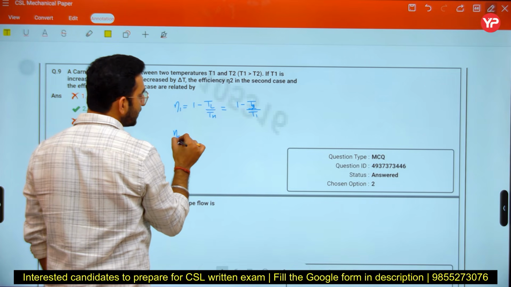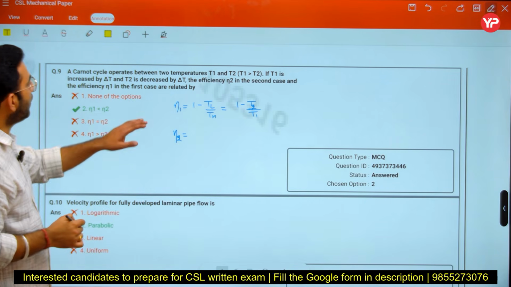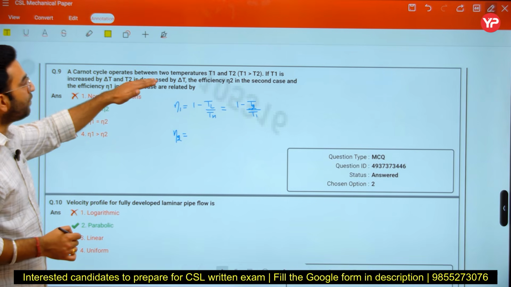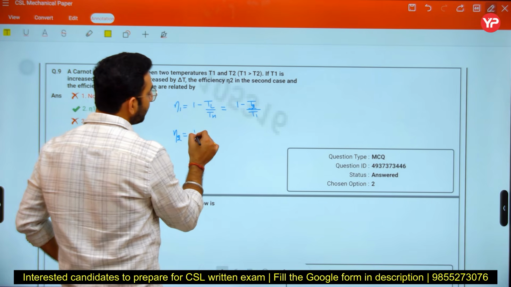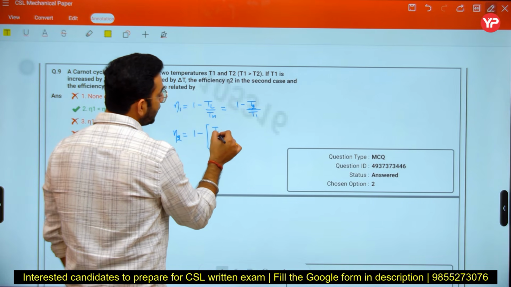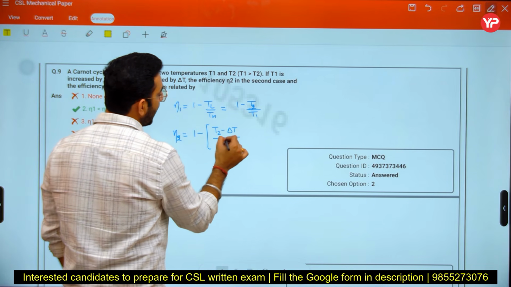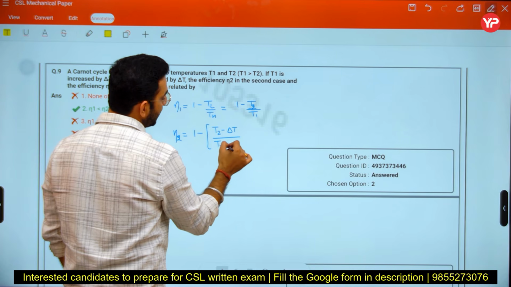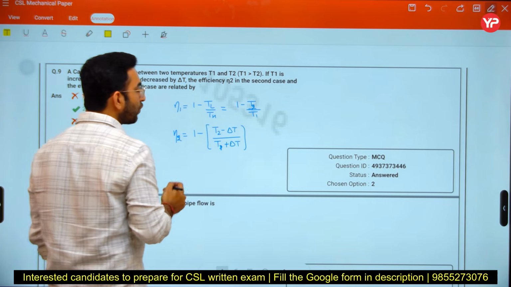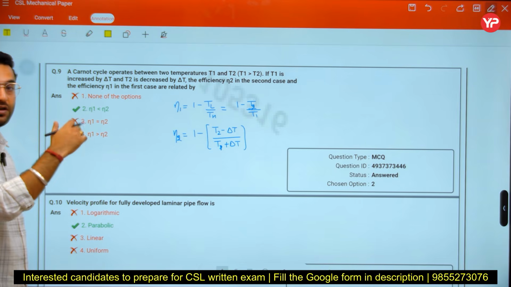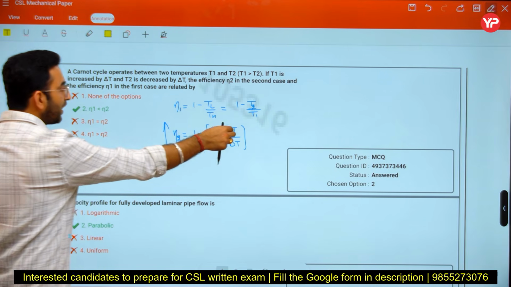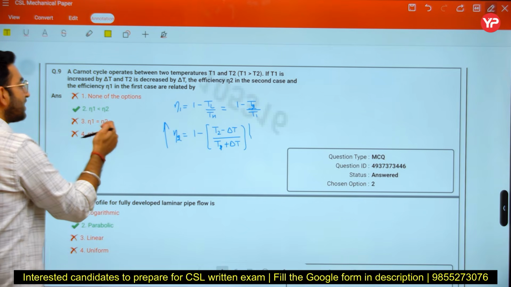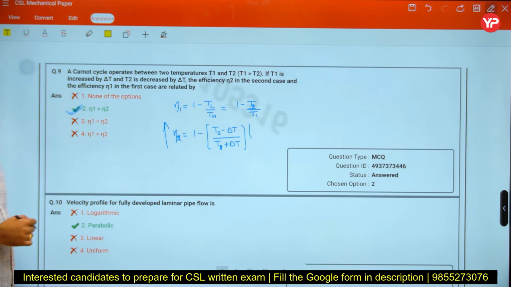Now what we are doing? Basically, we are decreasing the T2 by delta T and we are increasing the T1 by delta T here. So I am reducing the lower temperature and I am increasing the higher temperature there. Correspondingly, the negative term is getting decreased, so the efficiency is going to be increased here. So I can write option number 2 is the correct answer here. Eta 1 is going to be less than eta 2 here.